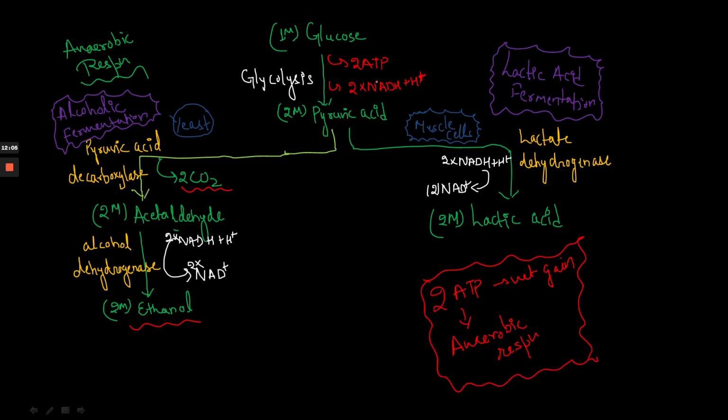Also, whatever NADH was produced during the glycolysis process was utilized here. So no gain from NADH. Whatever was produced is being reutilized here. So the only thing that we are getting is 2 ATP, and that too was produced during glycolysis. So the net gain from the whole anaerobic respiration is 2 ATP. So this is it for anaerobic respiration, and in my next video I'm going to talk about aerobic respiration.